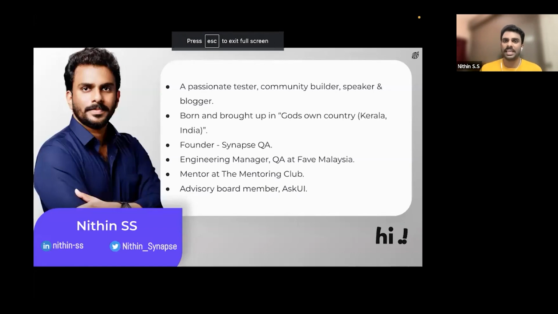My name is Nithin, and I'm working as engineering manager for QA at Fave Malaysia. I was born and raised in Kerala, India, where I started my career and fell in love with testing. As someone who loves the craft, I'm fortunate enough to continue my passion by leading a wonderful team at Fave and building a community-driven space for testers across the globe called Synapse QA.